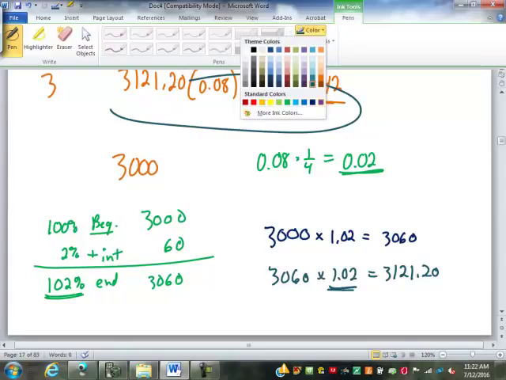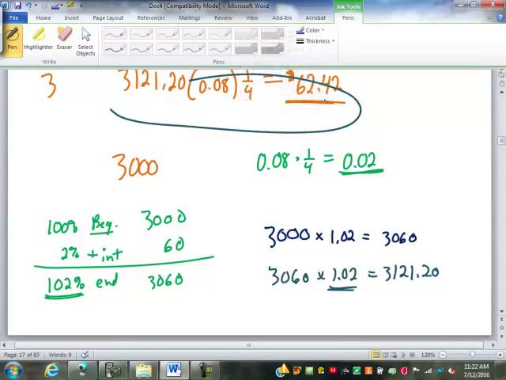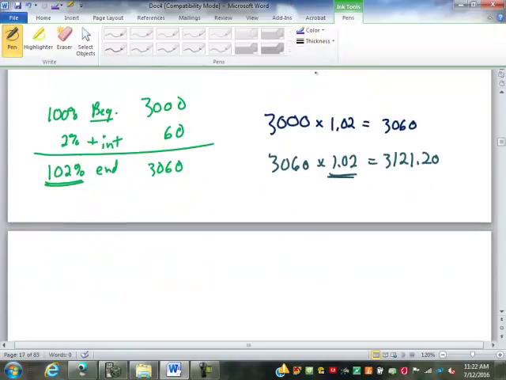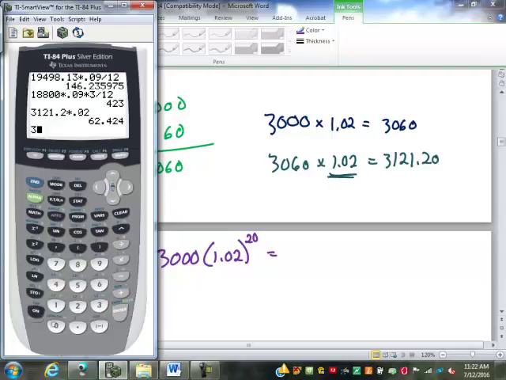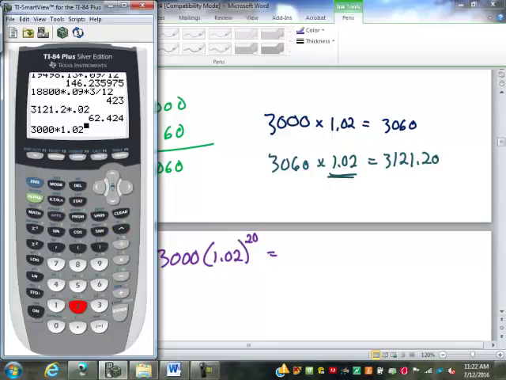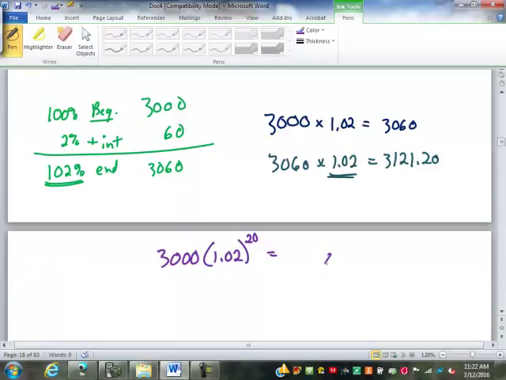How many times do I have to multiply by that? 20 times. 4 times a year for 5 years. 20 times. Do we have a shortcut in math for multiplying by the same number over and over again? Yes, we do. Power of 20. So I can take 3,000 times, I don't even need the parentheses really, 1.02 to the power of 20. Now, 4457.84.